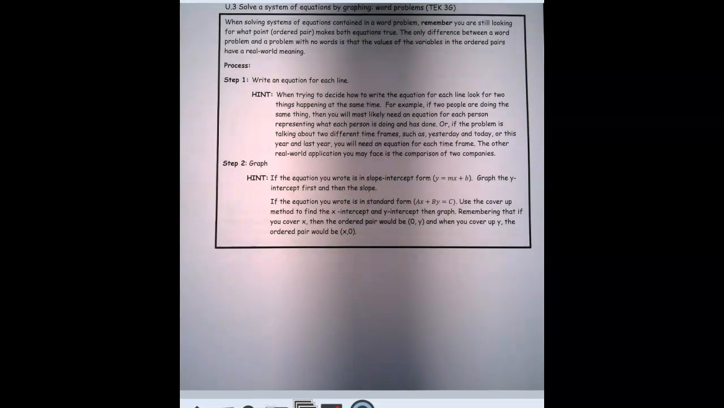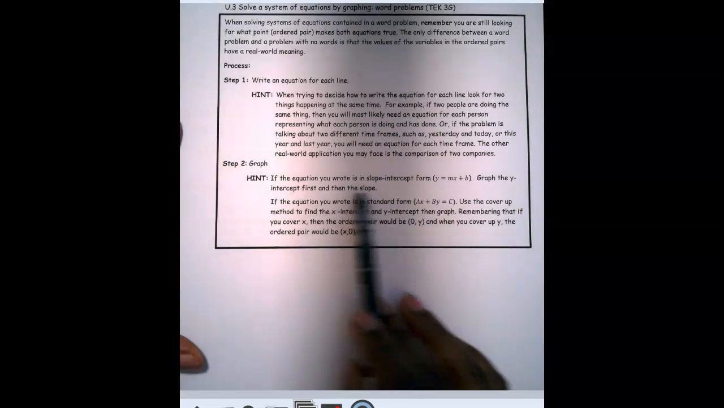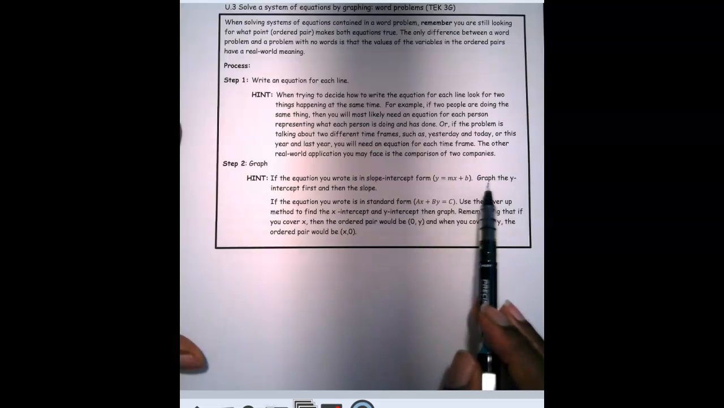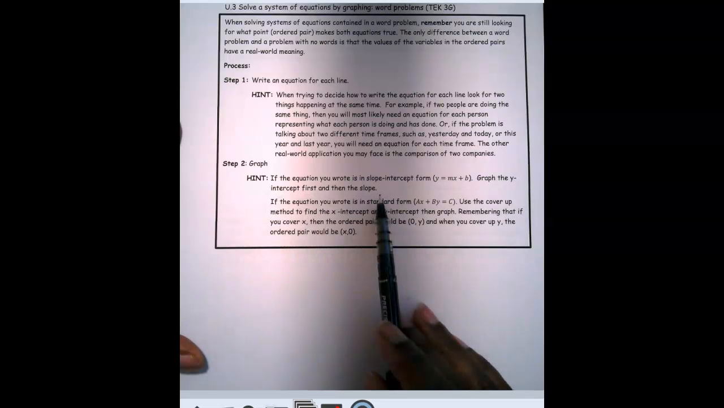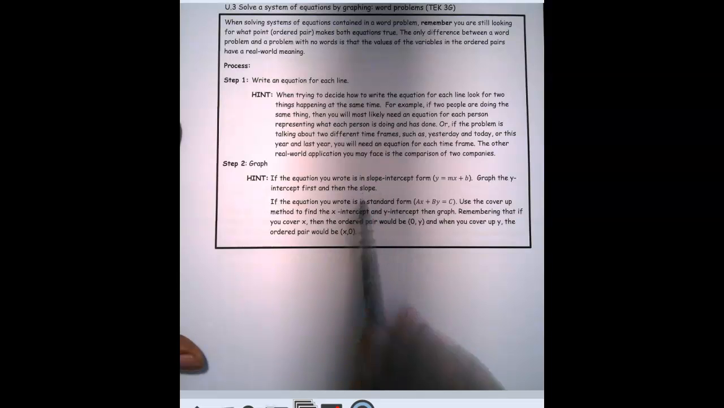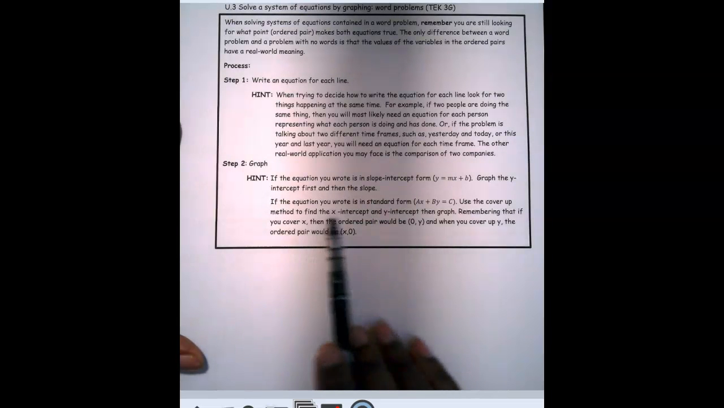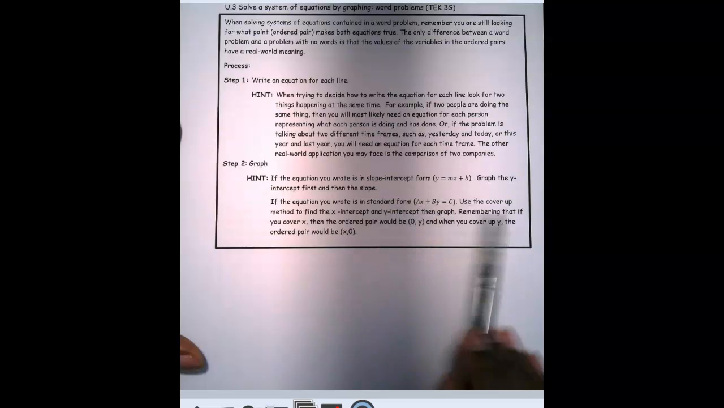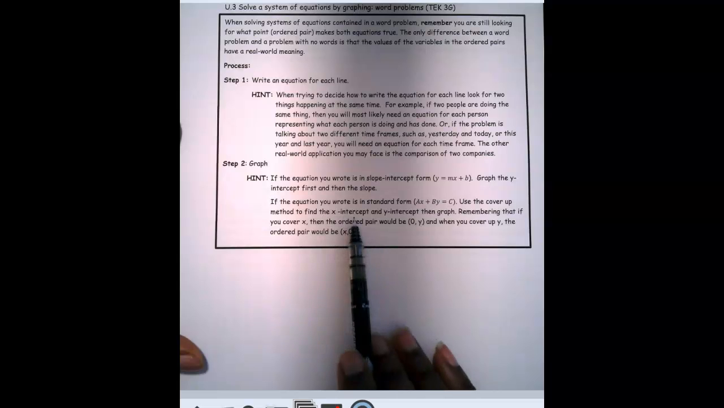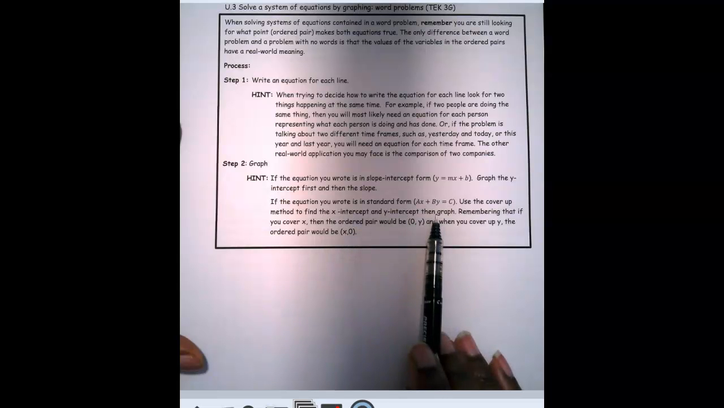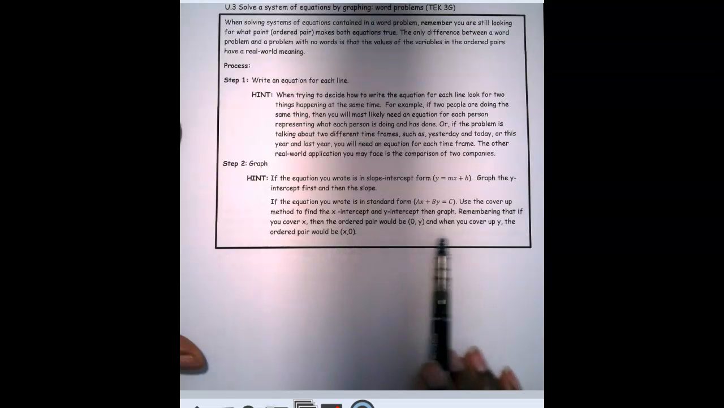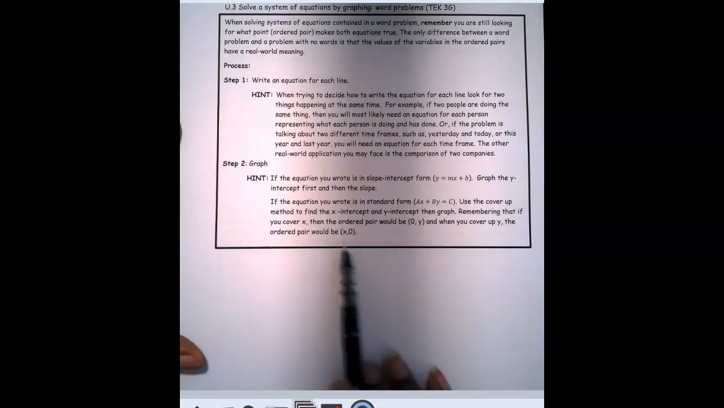Then the next thing you do, since we're talking about graphing, is go ahead and graph it. If the equation you wrote is in slope-intercept form, remember slope-intercept form is y equals mx plus b, graph the y-intercept first and then the slope. We did this in the S's. If the equation you wrote is in standard form, meaning ax plus by equals c, use the cover-up method to find the x-intercept and y-intercept and then graph. Remembering that when you cover x, then the ordered pair would be 0, y, and when you cover up the y, the ordered pair would be x, 0.